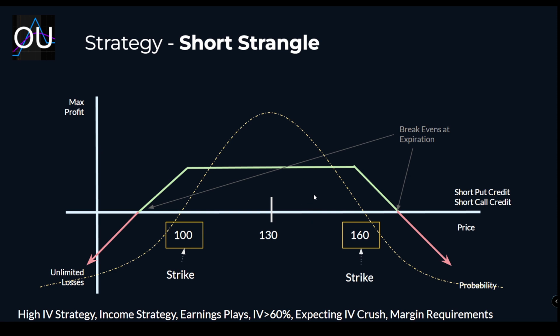A short strangle is just two legs again. You're selling a call, and you're selling a put. You have fewer legs, so there's only two legs. You're collecting more premium. You still have a high volatility strategy where you want to sell high IV going down to low IV. You're expecting an implied volatility crush, but it has much higher margin requirements because you're exposing yourself to upside call risk and also downside put risk.